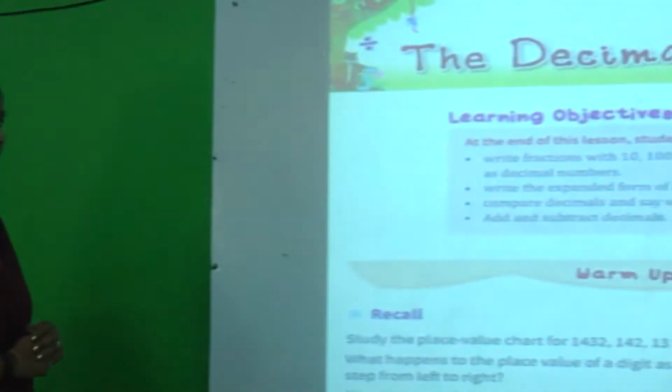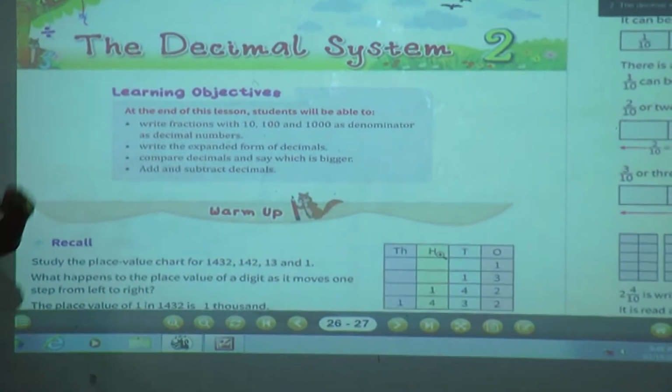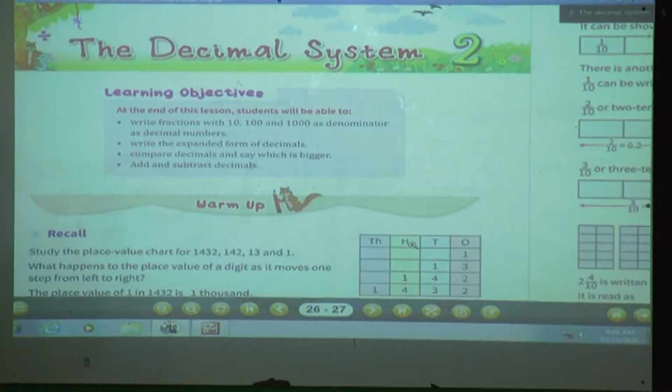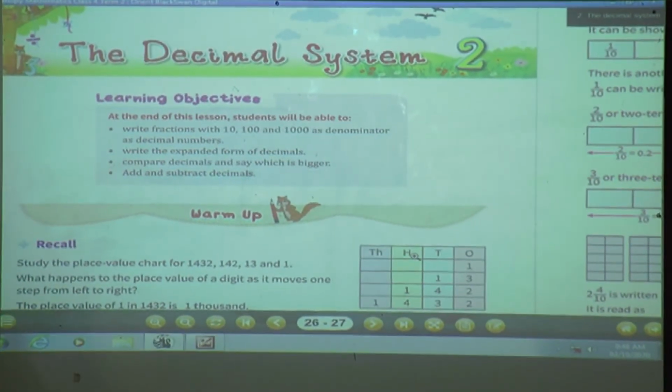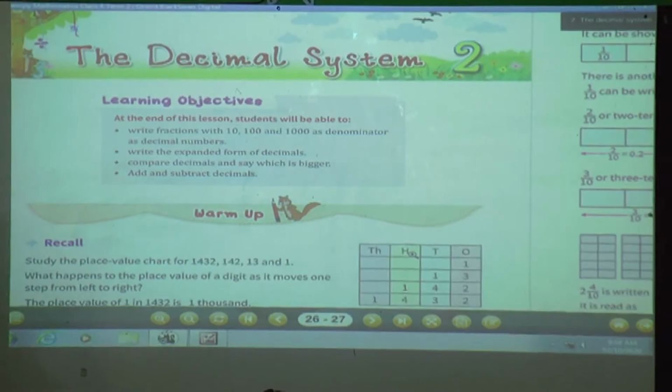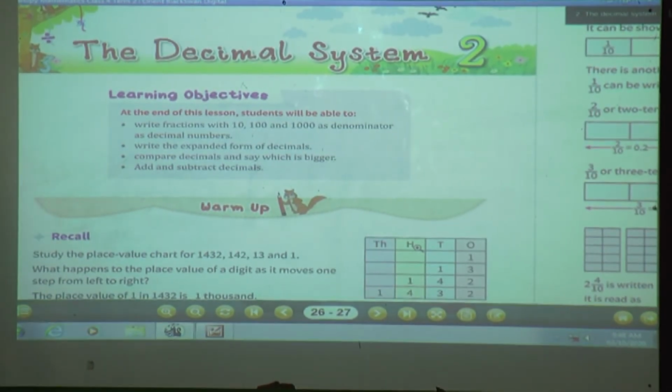So today we are going to start our term 2 second chapter, that is the decimal system. What we are going to study in this lesson: write fractions with 10, 100 and 1000 as denominators, as decimal numbers; write the expanded form of decimals; compare decimals and say which is bigger; and add and subtract decimals. Now what is a decimal?